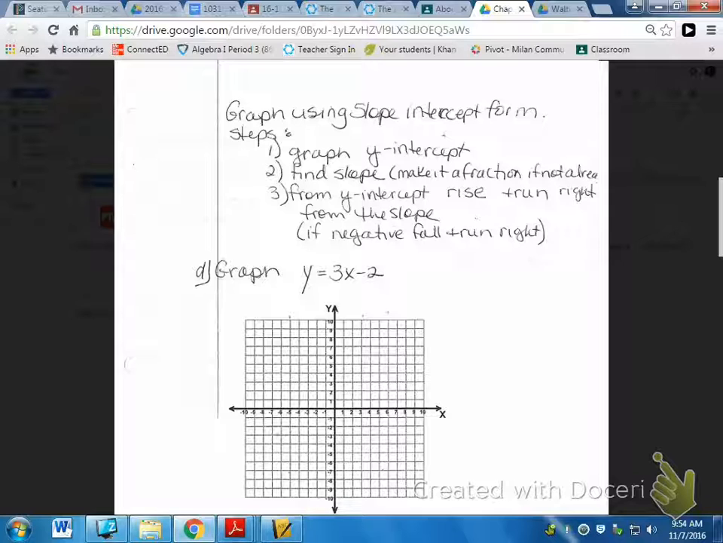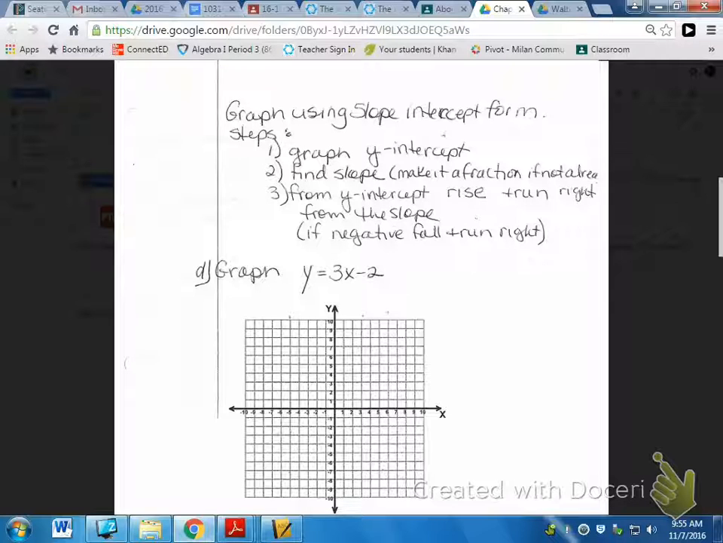Now, sometimes you don't always get to do that. If it's negative, remember to fall and run right. It's great to always run right, so you don't get confused, but sometimes if you run out of graph, you might have to go the opposite direction, and we'll talk about that if that comes along here.